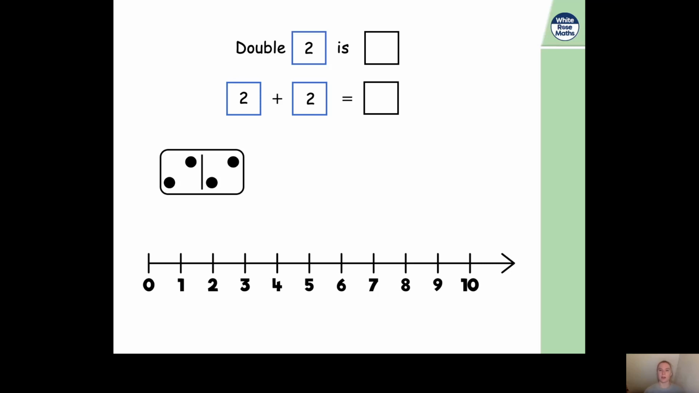Now let's use our number line to help us. So we're going to add the first 2. There you go. Now we're going to double it, so add another 2, and that gets us to 4. So 2 plus 2 equals 4, and double 2 is 4.